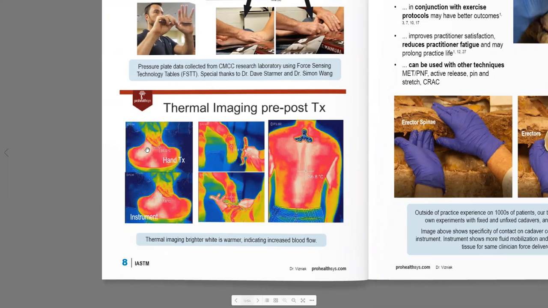So if you look at this, you can see the white is hotter. So if I treat with my hand, I get an increase in temperature of about 36 degrees, 35 and a half. And if I treat with an instrument, you can see that it's substantially warmer, almost 2 degrees warmer. Bottom of the foot, we show it again.